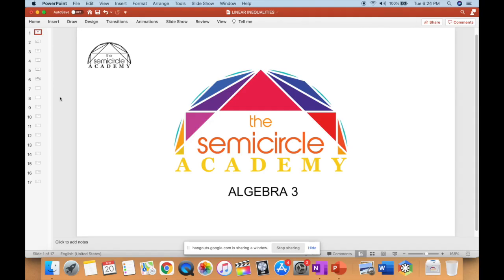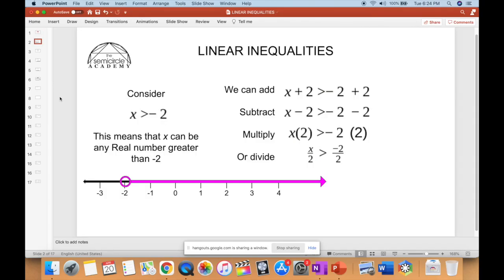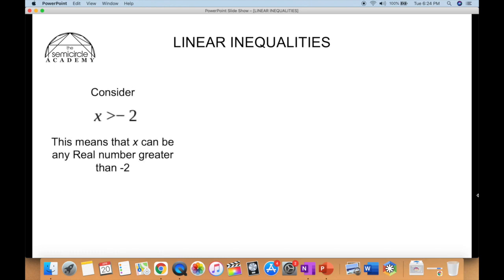So we have here linear inequalities, right? Imagine we have, and I'm hoping that everybody here knows the difference between less than and greater than, right? The less than is the one that'll be like an L, and the greater than is in the other direction, right? So obviously this is greater than. The less than would be like an L, right?